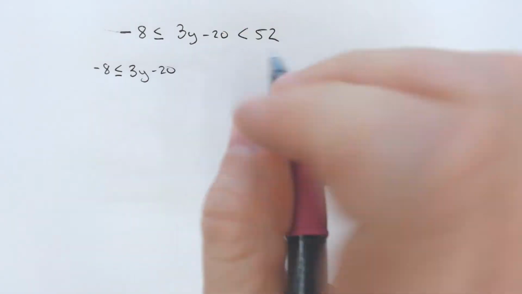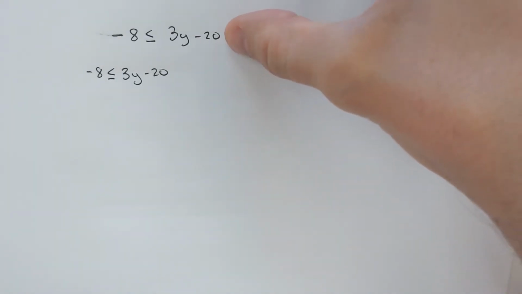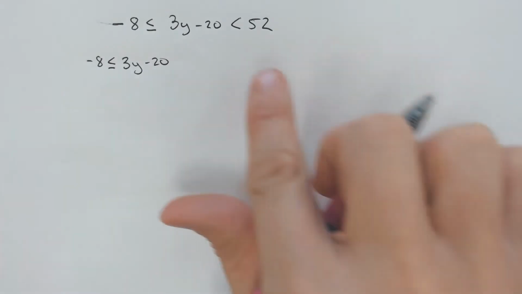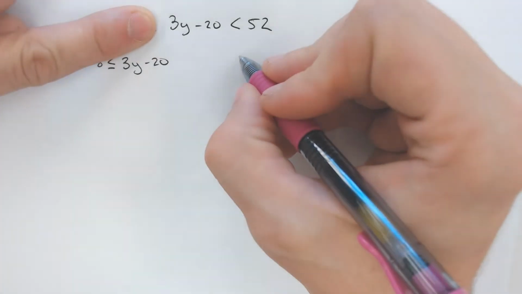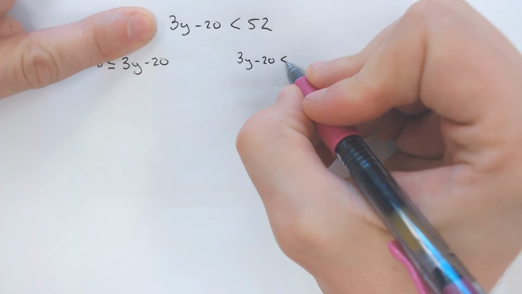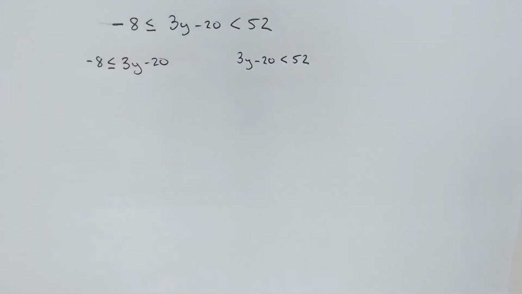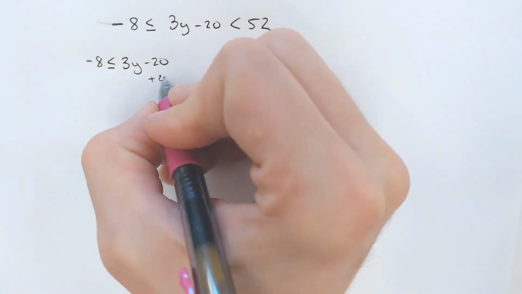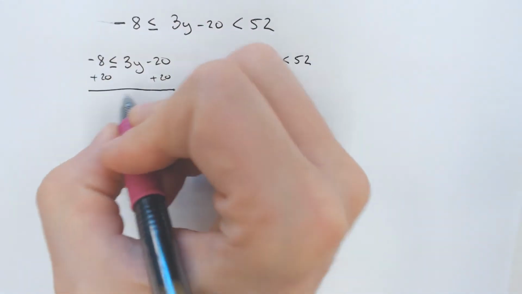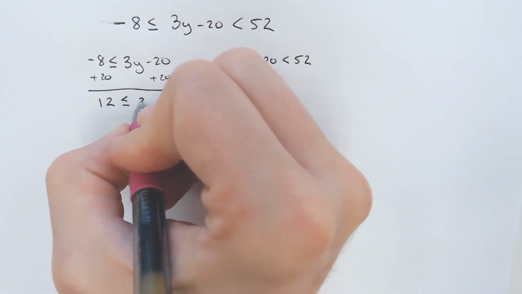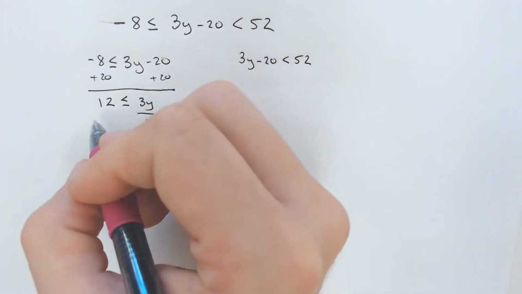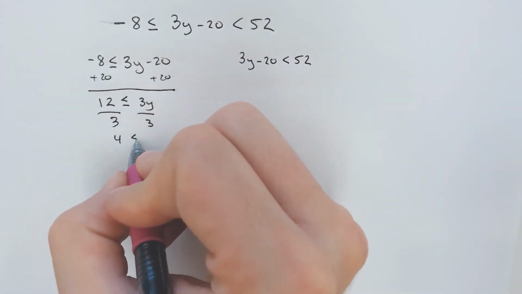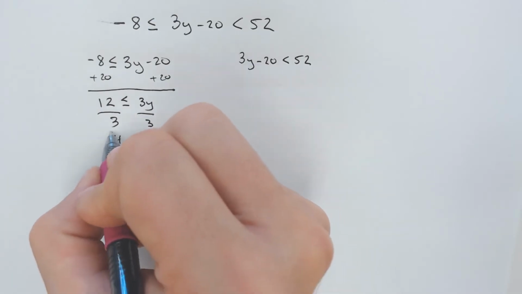So negative 8 less than or equal to 3y minus 20, that one. We're going to solve that inequality. And then we're going to solve the other one. With the negative 8 covered up, we get 3y minus 20 less than 52. Let's solve them both and then graph it, of course, as always. Add 20 to both sides. If we add 20 and 20, you get 12 less than or equal to 3y. Divide by 3, 4 less than or equal to y. Hooray.